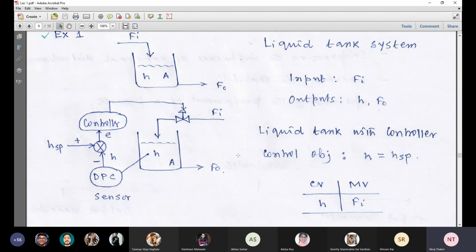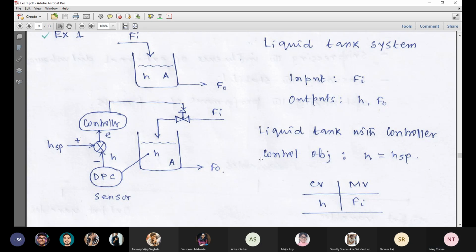Okay. Now in the last class, what I told, whenever we are taking one example system in this process control course, our first job is to identify the control objective. So for this liquid tank example system, our control objective is to maintain the liquid height at its desired set point value, which is written here.